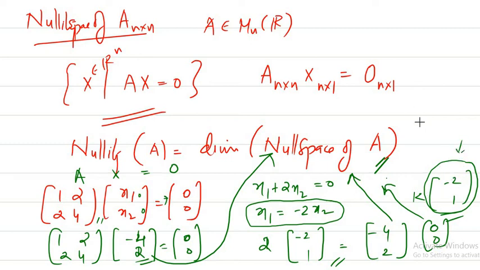So this basis has only one vector, and the dimension is therefore, what is that dimension? Dimension is nothing but the cardinality of the basis. So we are getting it is equal to 1. So in this case, we get the nullity of this matrix is equal to 1. This is what we mean by nullity of a particular matrix.